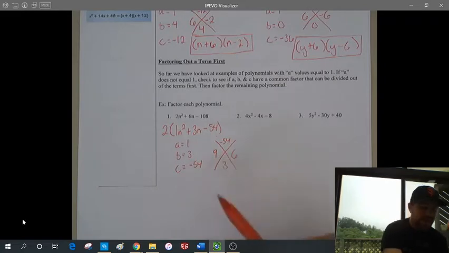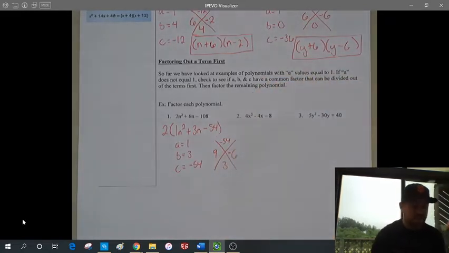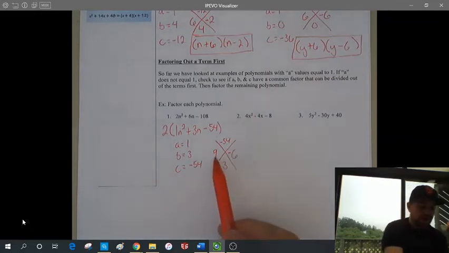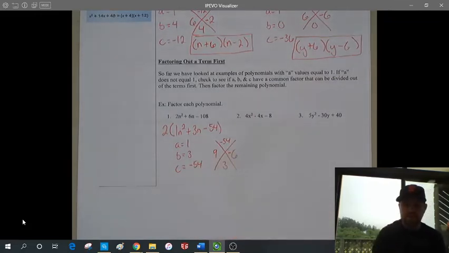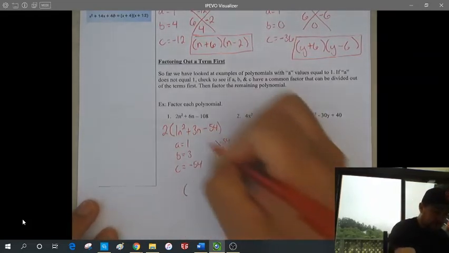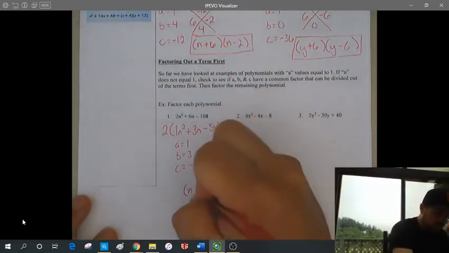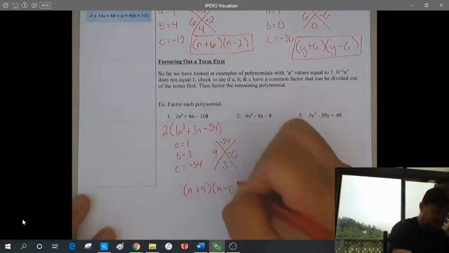Since they add to make a positive, the smaller of my two numbers, which is 6, is going to be the negative, because that way when I add positive 9 and negative 6, it makes positive 3. So my binomial factors here, n being the variable used, are n plus 9 and n minus 6.